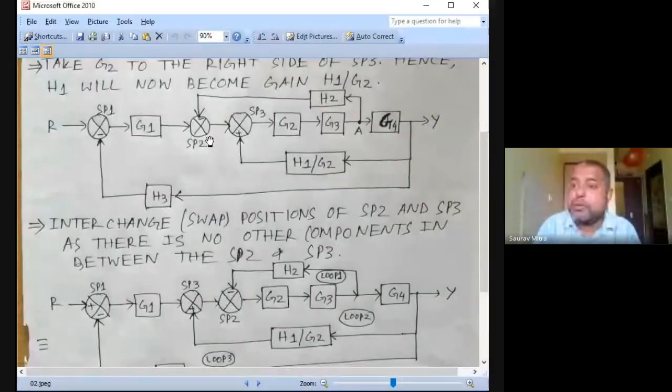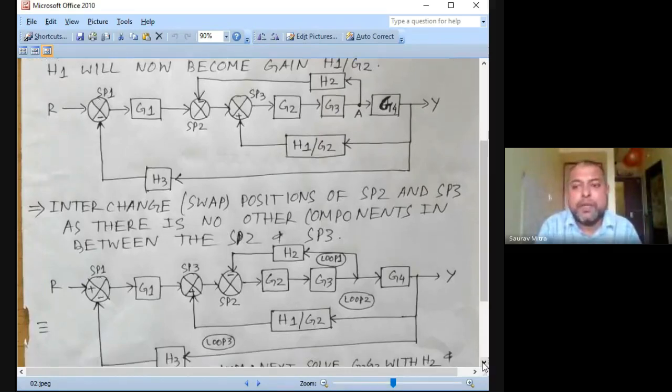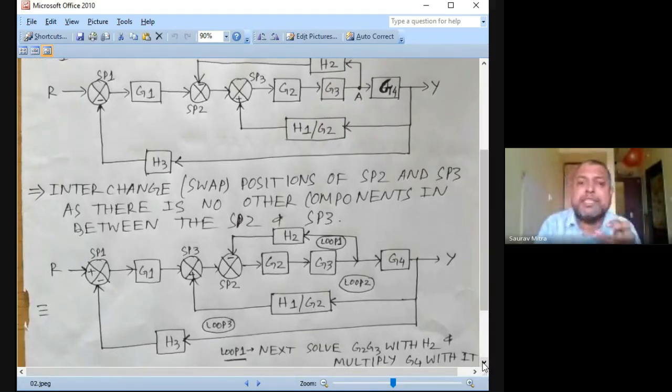Just now in this lecture, in the first numerical, we had also swapped two summing points. There sp1 and sp2 were swapped, and in this case sp2 and sp3 are swapped. Condition for swapping: whatever things are connected to a summing point stay connected to that summing point only. It is not the case that bringing sp2 over means its connections move too. Whatever inputs were connected to sp3 or outputs were taken from sp3 go with sp3 only. We can just swap the positions of sp3 and sp2, so sp3 now comes to the left and sp2 goes to the right.